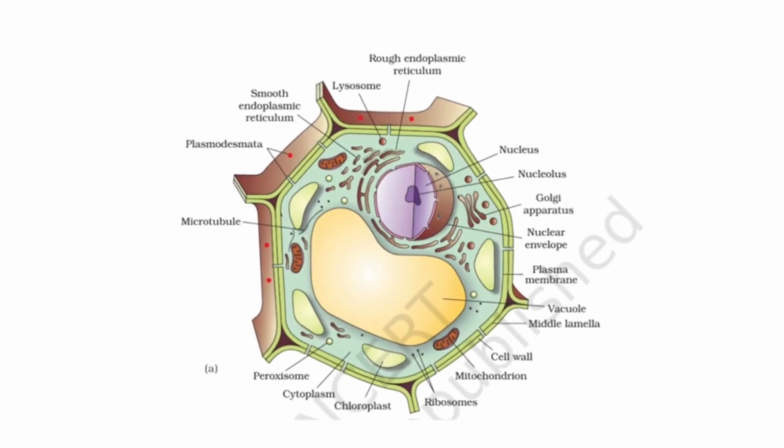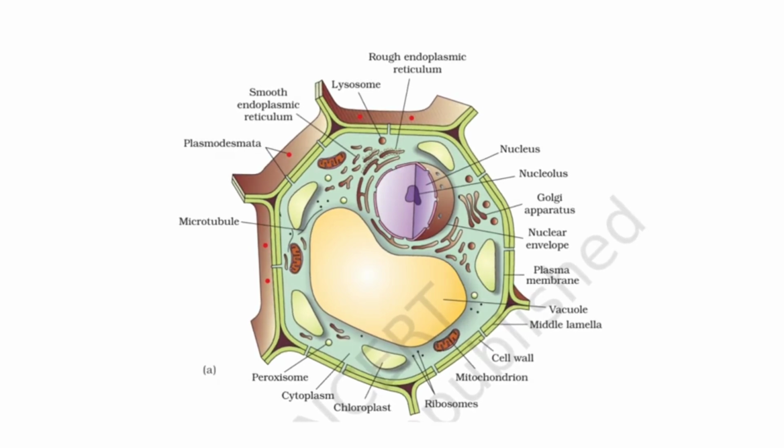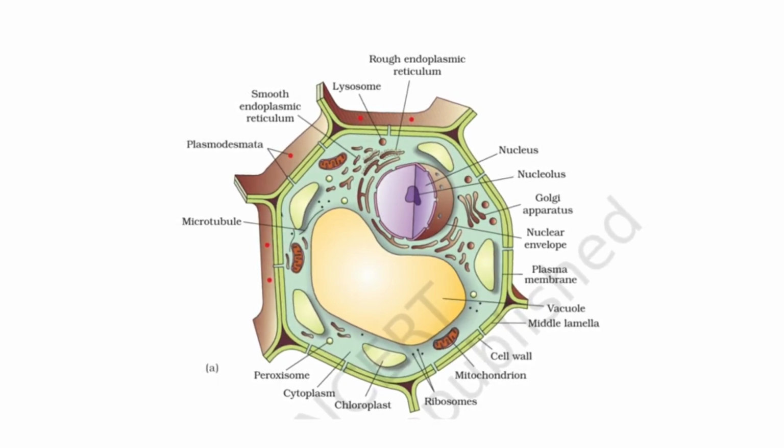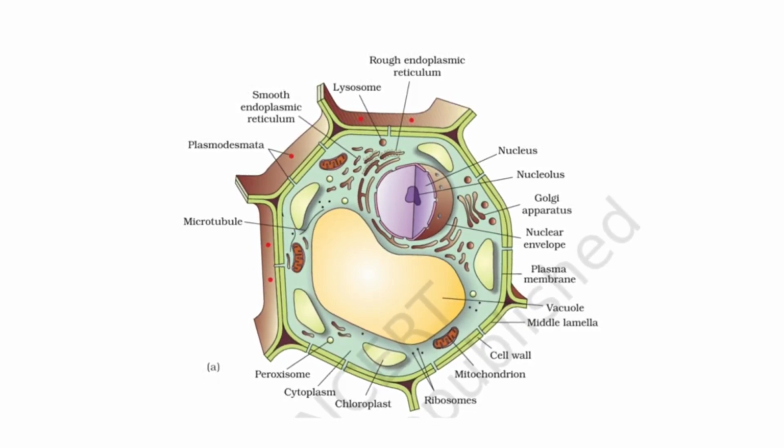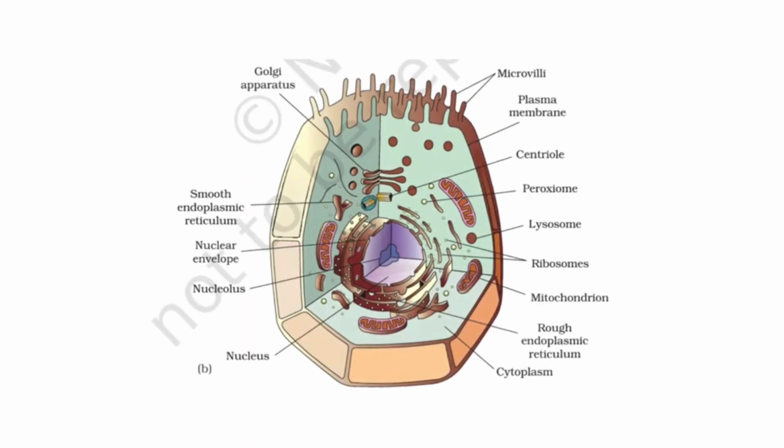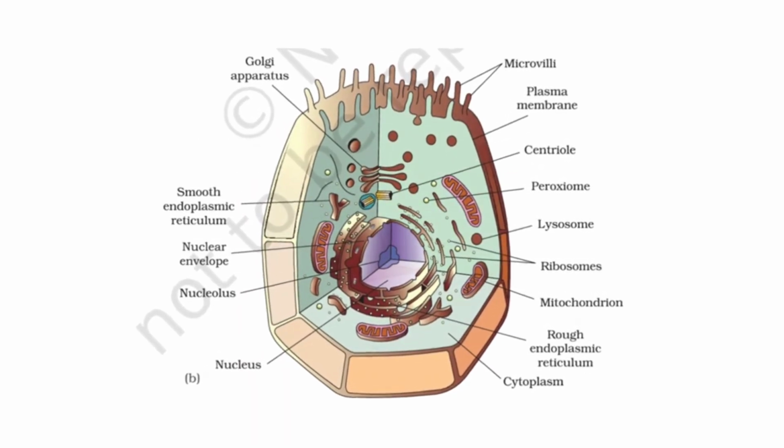Now the animal cells and plant cells. This is a picture of a plant cell, and there is a slight difference between these two types of cell. Plant cells have a rigid cell wall. We can see the outer rigid cell wall, and in contrast to animal cells, they have chloroplasts, which help in photosynthesis. So these are the two main differences between animal cell and plant cell.